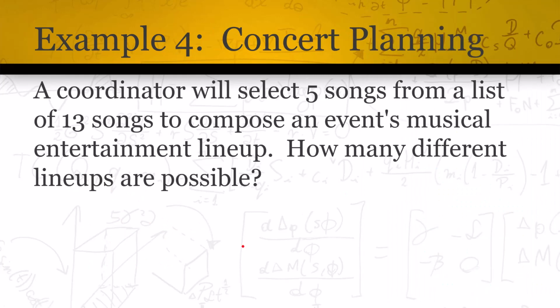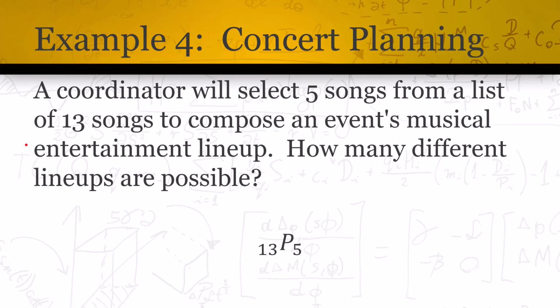In our next example, we have a coordinator. We'll select 5 songs from a list of 13 songs to compose an event's musical entertainment lineup. How many different lineups are possible? Now, this is also another problem where you have to discern that order matters. So this is a problem for permutations. This will be 13P5.